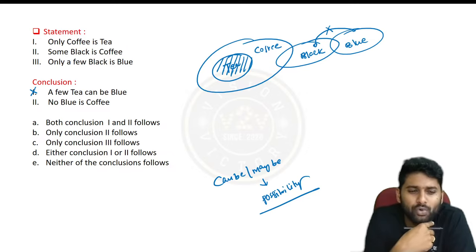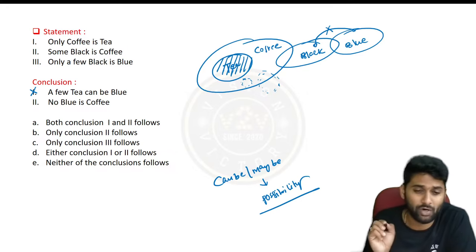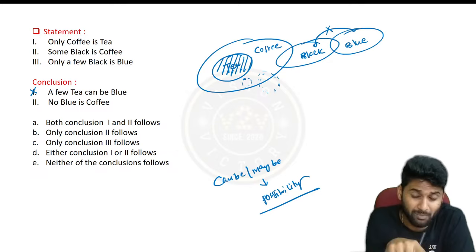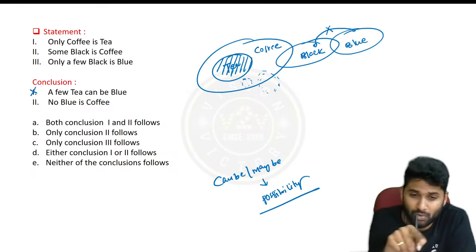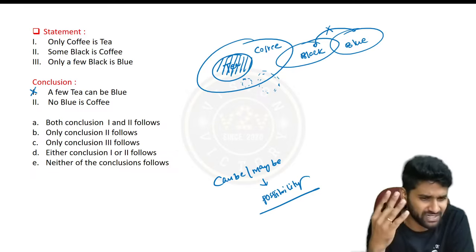Second one. No blue is coffee. Guys, we can assume a few relations. Some coffee can be a blue. All blue can be a coffee. In this way, we can assume some coffee can be a blue, some blue can be a coffee. So we are not violating any statement as long as we assume any relation.